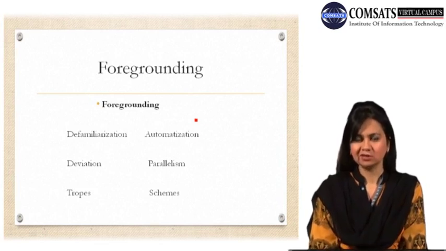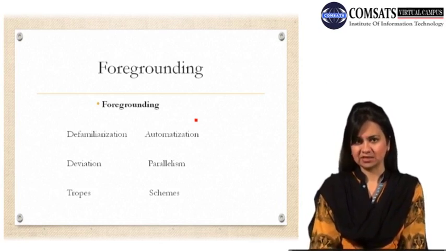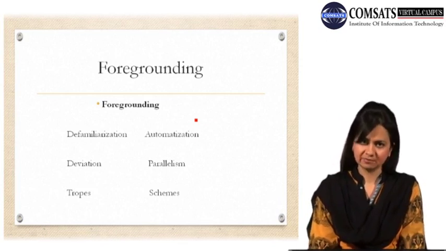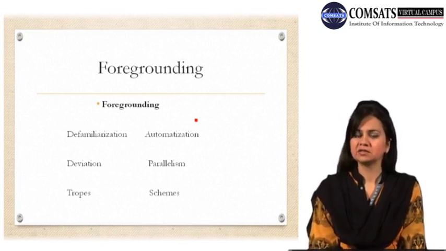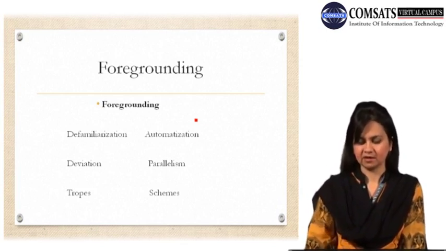Now this is how the whole process of foregrounding is completed. Foregrounding relies on two ways, automatization and defamiliarization, which is deviation and parallelism. And deviation and parallelism can be achieved with the help of devices which are tropes or devices which are schemes.